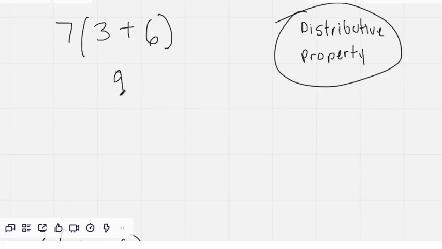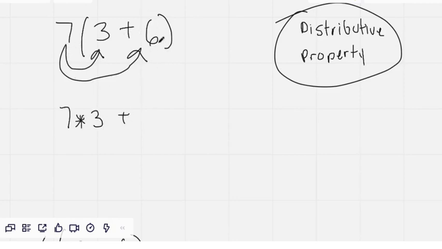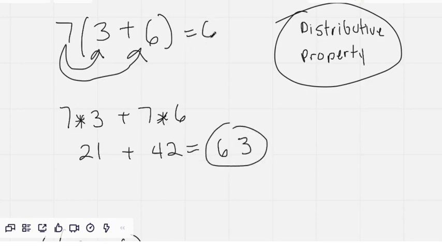But no. We have to use the distributive property because we have this digit right here outside of the parentheses. We have to distribute it inside the parentheses to each number. So 7 goes with 3, and 7 also goes with 6. So that's 7 times 3 plus 7 times 6. That's 21 plus 42, which is 63. So 63 is your answer.